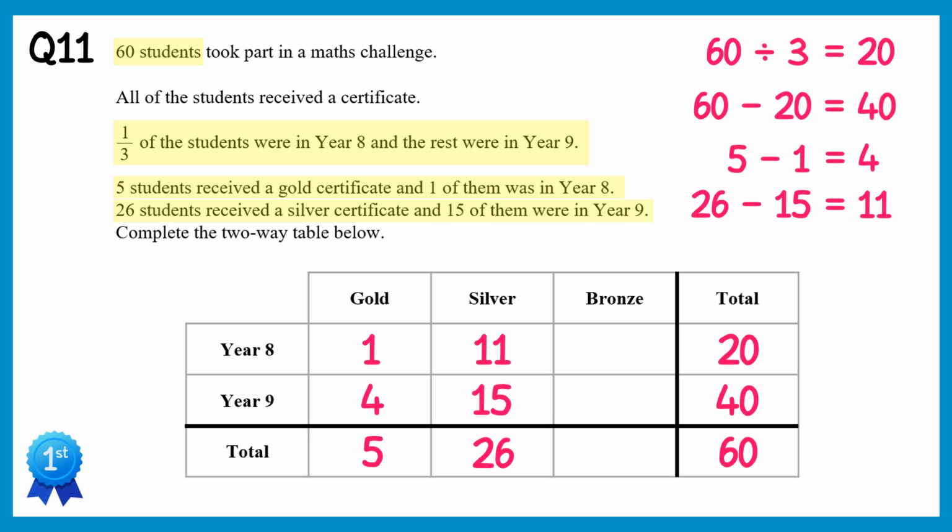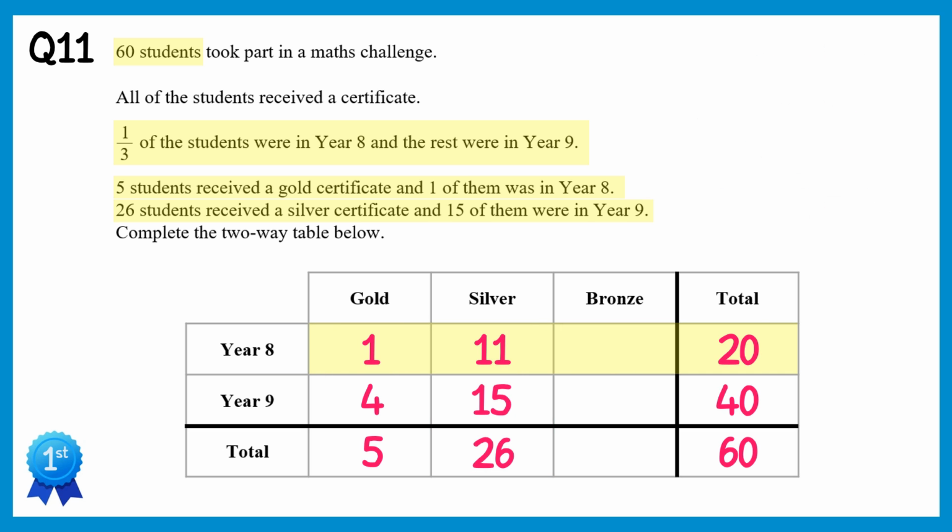Next we're going to look horizontally at the year 8 students. You can see one of them received gold, 11 received silver, we don't know how many received bronze, but we know there are 20 in total. So if we take away 11 and 1 from that 20, we must find out how many got a bronze. So if we do 20, take away 1, take away 11, this gives you 8. So 8 of the year 8s received a bronze.